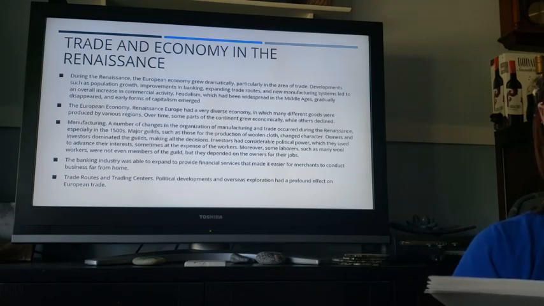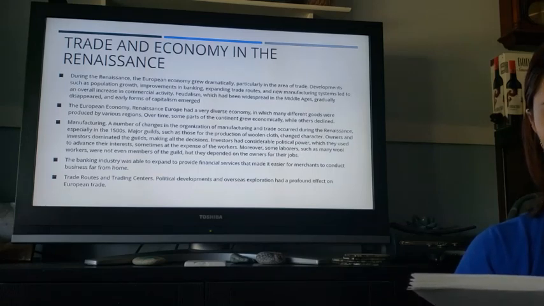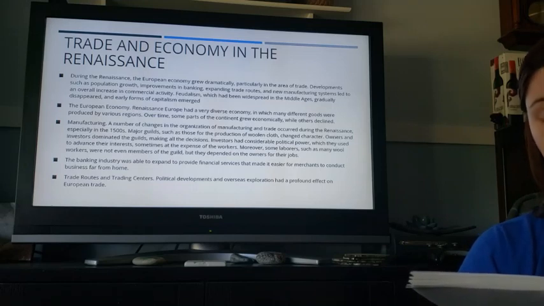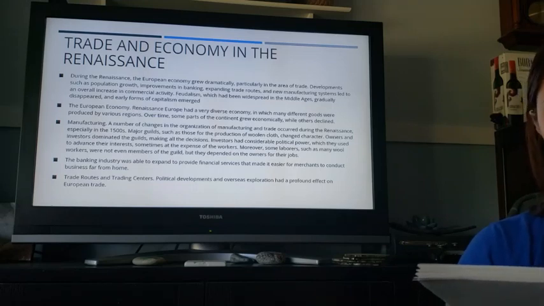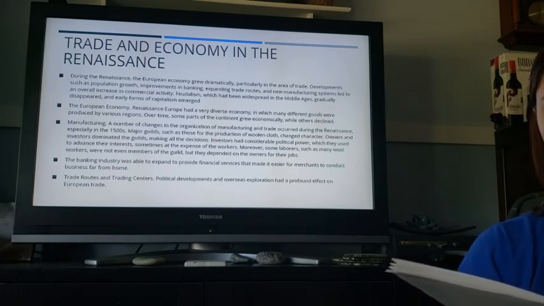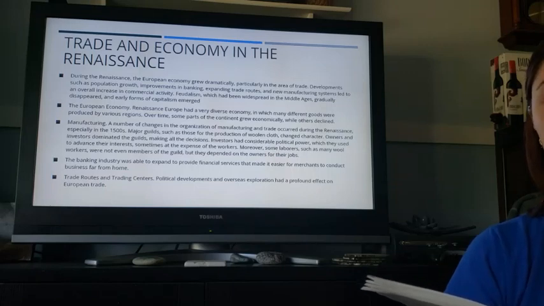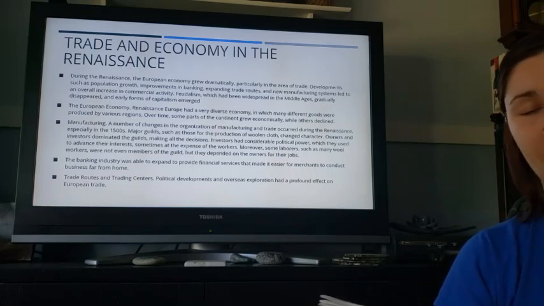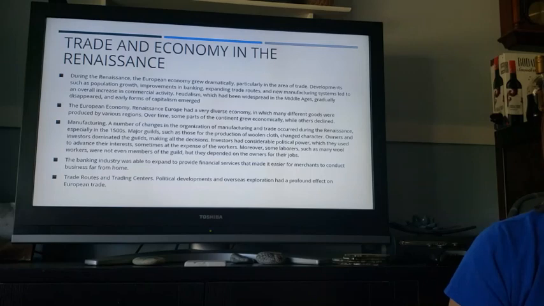Banks also simplified the handling of money by introducing bills of exchange, notes that allowed merchants to borrow or deposit money in one city, then repay or withdraw money in another city. And merchants could then transfer money over long distances without the risk and inconvenience of carrying coins, because there were a lot of thieves and bandits on the different trade routes.